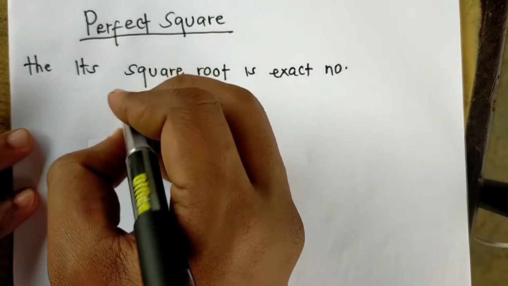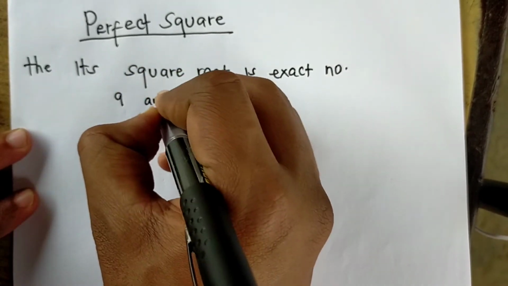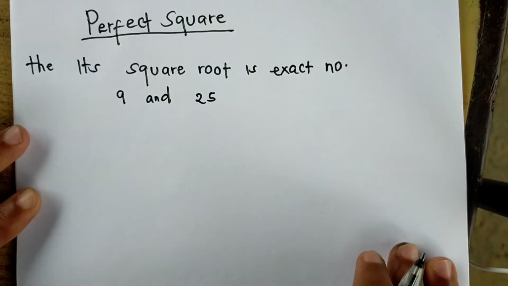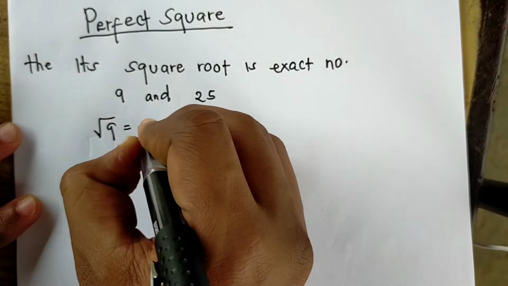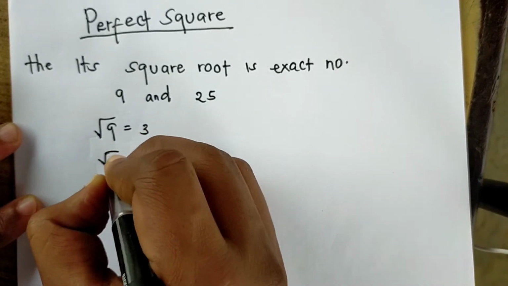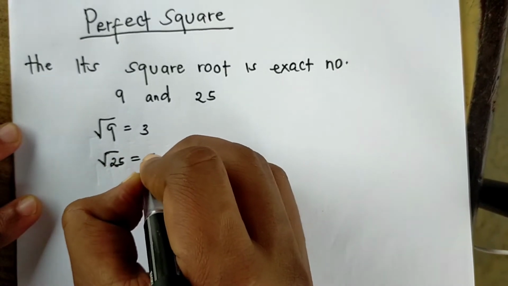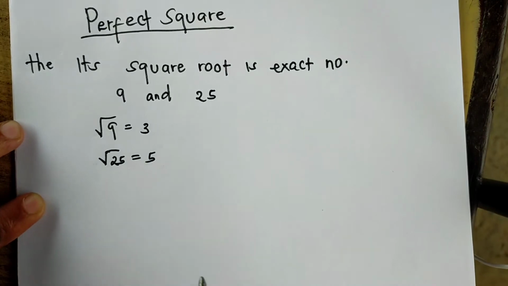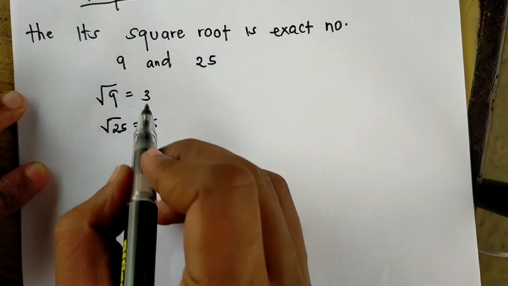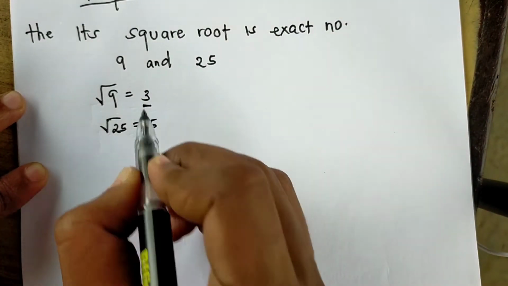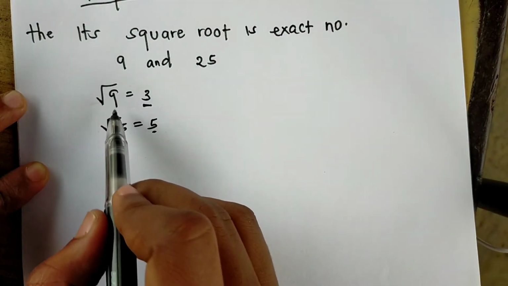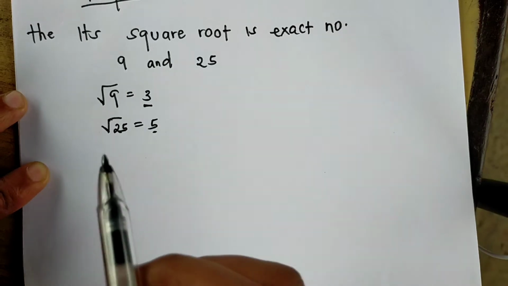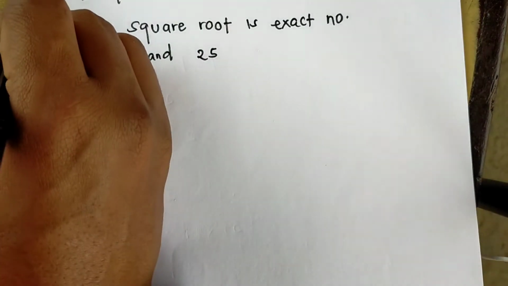For example, let's take 9 and 25 respectively. The square root of 9 is 3 and the square root of 25 is 5. 3 and 5 are exact numbers. That is what we mean by exact numbers. So if we get 3 and 5, we comfortably say 9 and 25 are perfect squares. So this is number one.